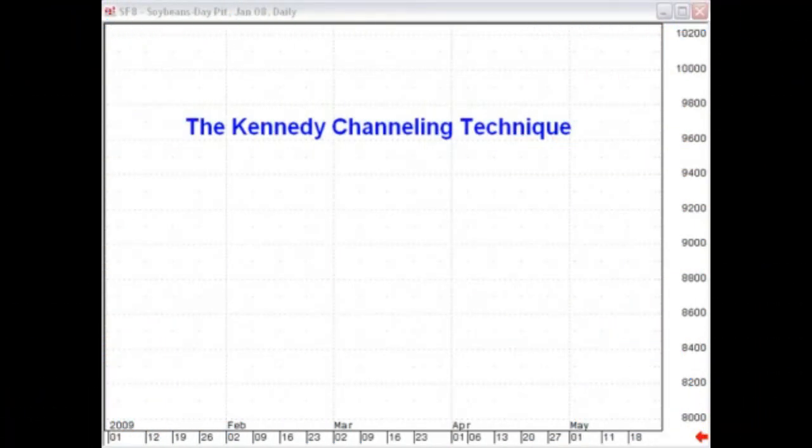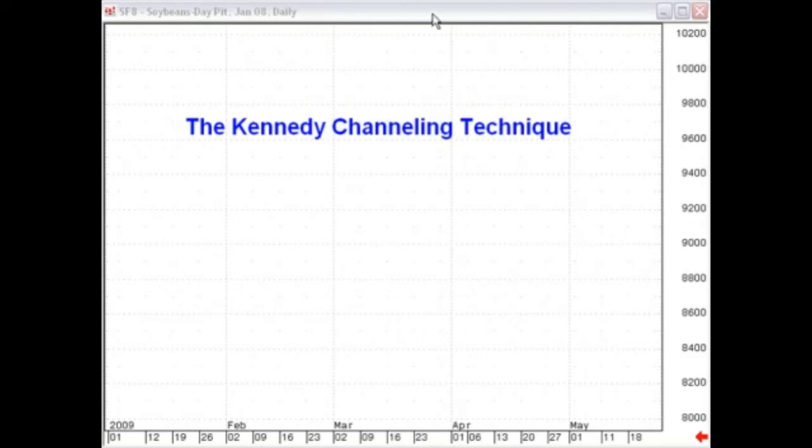In this section, I want to cover what I call the Kennedy channeling technique. It's a very simple way of drawing trend lines that will actually help you identify Elliott waves. So let me go ahead and start showing you some of the basics, and it's very simple.